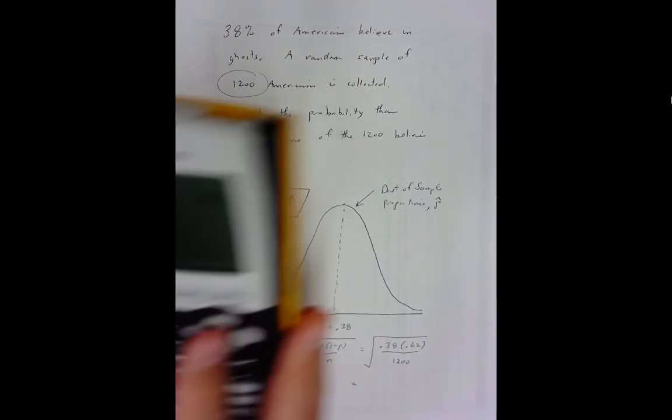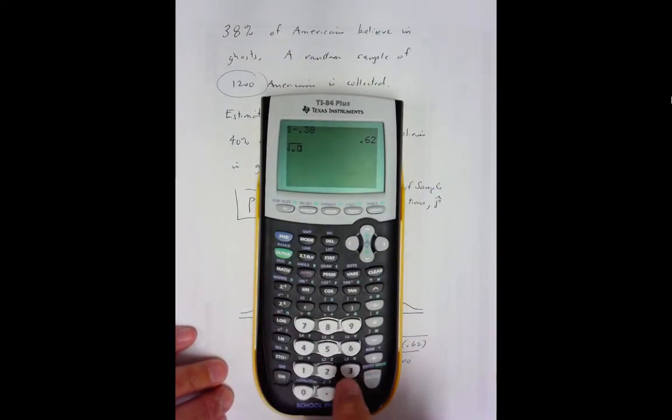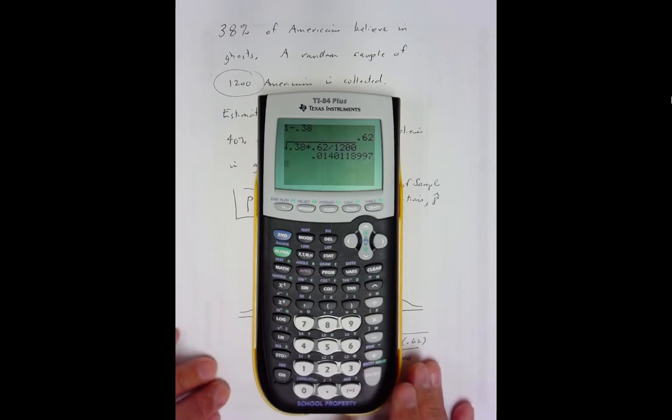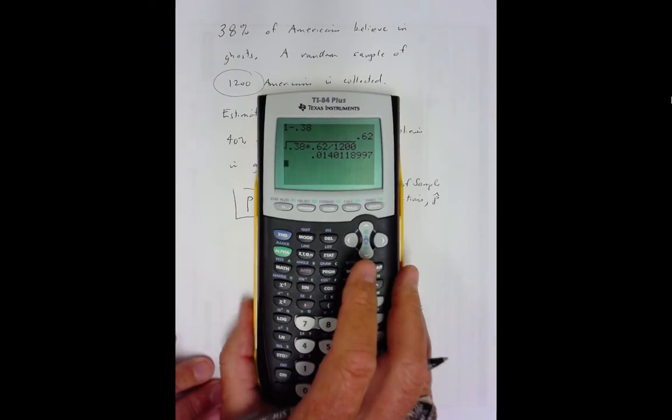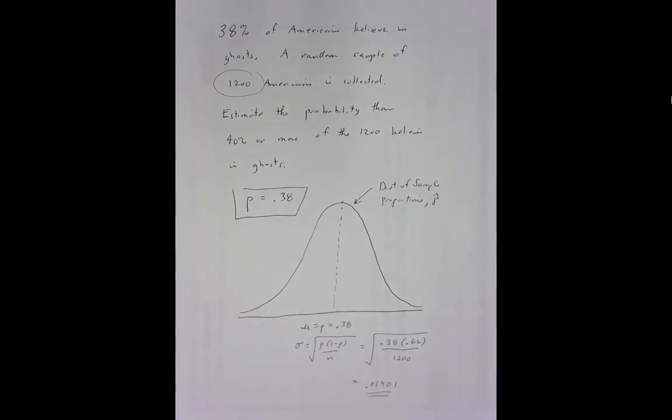All right, so I'm going to put that in my calculator. Square root 0.38 times 0.62 divided by 1,200. Close it up. Well, actually, I don't even need to close it up here. Just need to make sure it's all under the square root. And I get 0.01401. So that's the standard error. That's the standard deviation of the distribution of sample proportions.